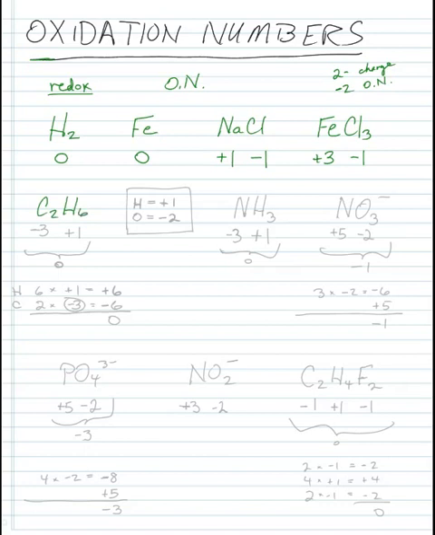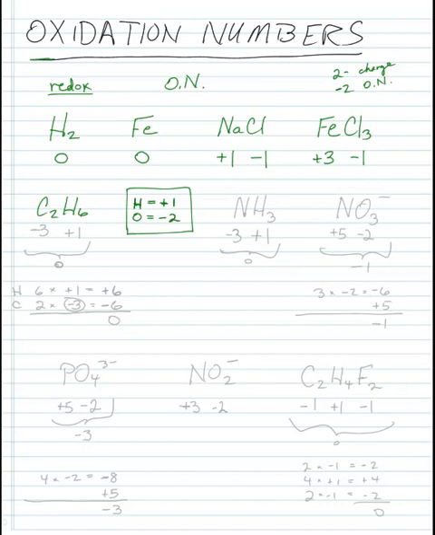Now, the most useful thing in determining oxidation numbers is to realize that hydrogen is almost always a +1 and oxygen is almost always a -2. That will hold you in good stead for the majority of what you have to figure out. There's exceptions to that. Hydrogen is not a +1 when it's in combination with a metal, like calcium hydride, but that's kind of unusual. We don't run into that a lot, and it'll be obvious when you do.